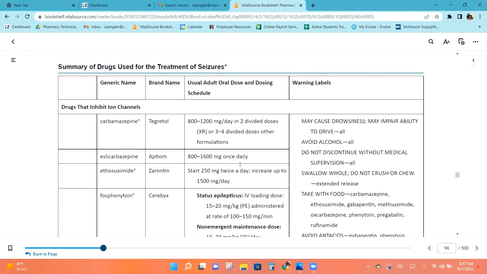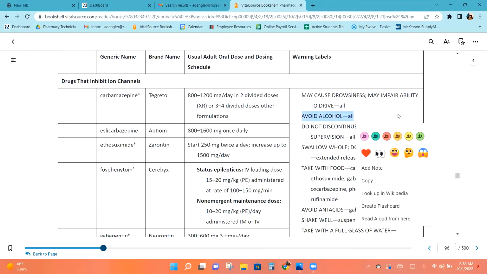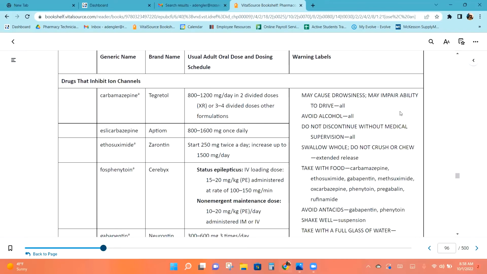And then we have the summary of drugs used in the treatment of seizures. We have all the warning labels in this table. So drugs that inhibit ion channels should all have the auxiliary labels: avoid alcohol, may cause drowsiness, may impair ability to drive, do not discontinue without medical supervision. As always, anything that is extended release should not be crushed or chewed and should be swallowed whole.